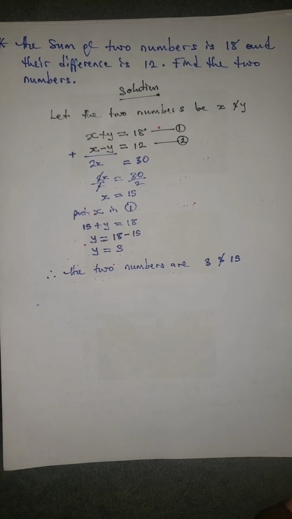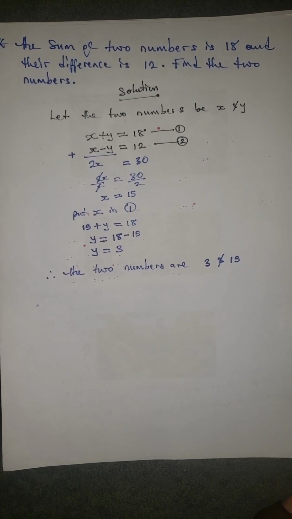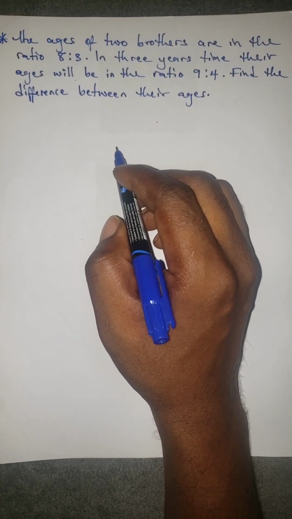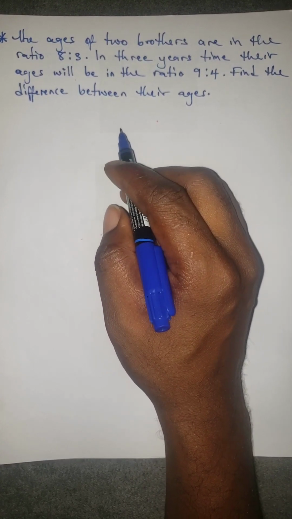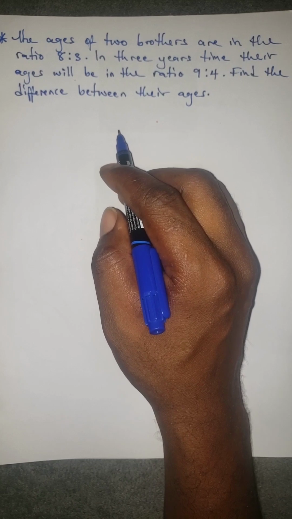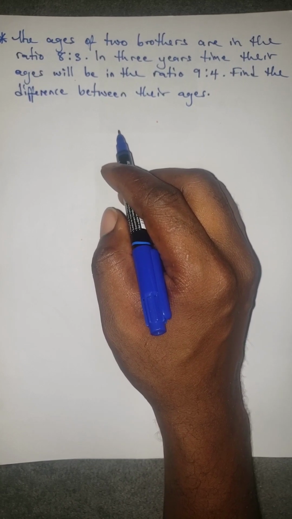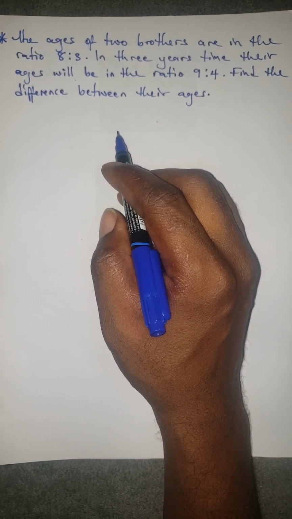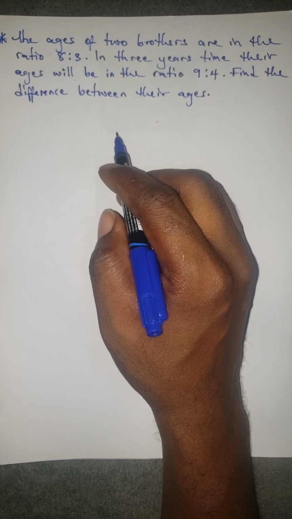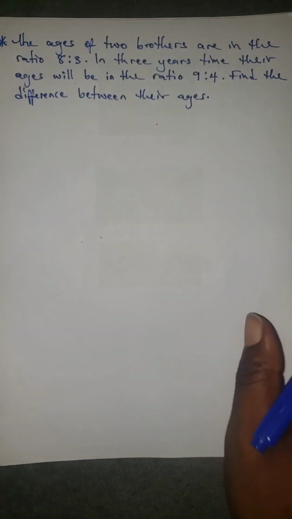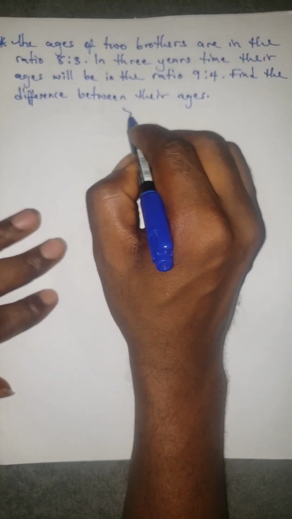So let us look at another example of this nature. In this example, we have that the ages of two brothers are in the ratio of 8 and 3. In 3 years' time, their ages will be in the ratio of 9 and 4. Find the difference between their ages. So we start with our solution.